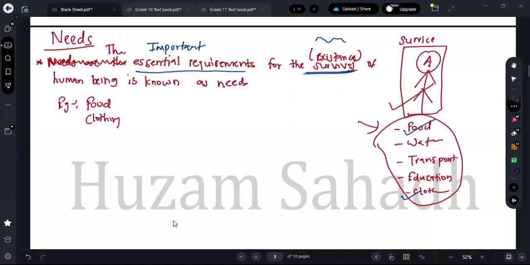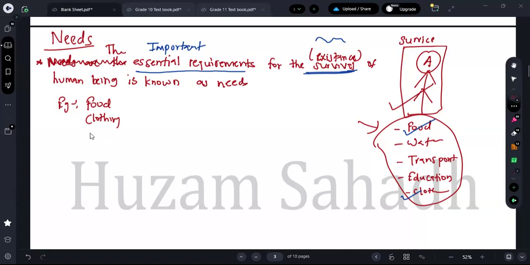And there is a question word. So what is meant by existence or survival? Existence or survival means with the purpose of living. Like now, you are surviving, right? You are living in this world. That is what is meant by existence or survival. So it is important for you to live. That is what is known as needs. So what are the examples we have?